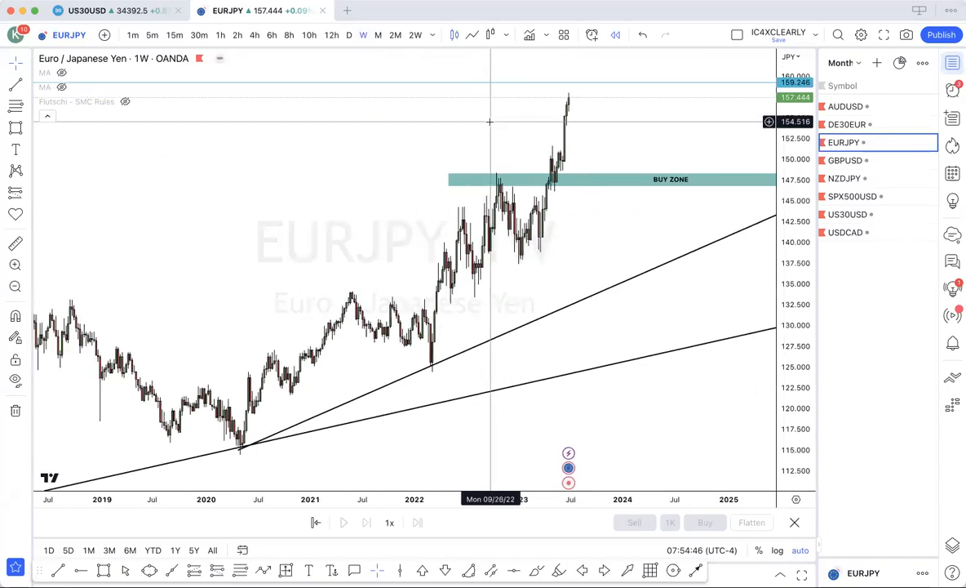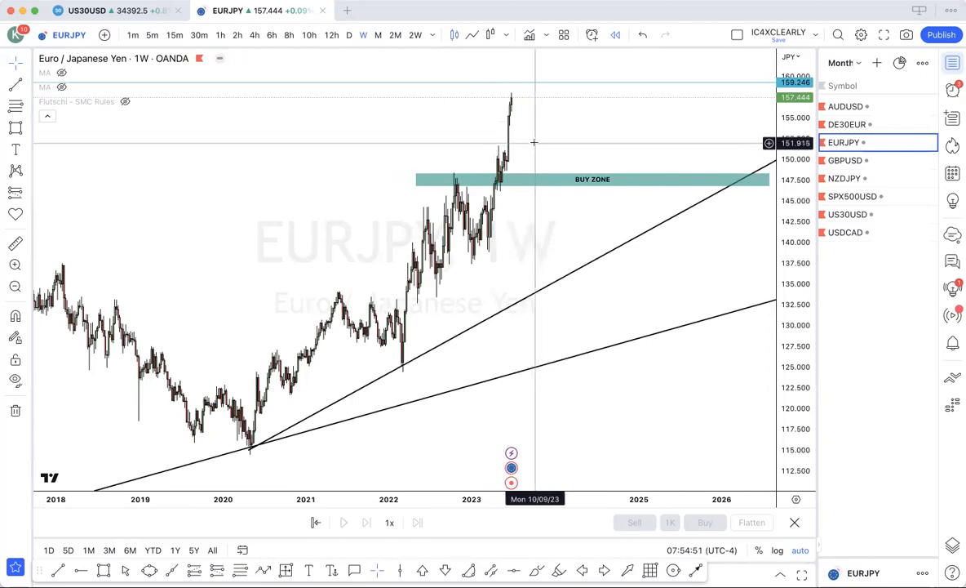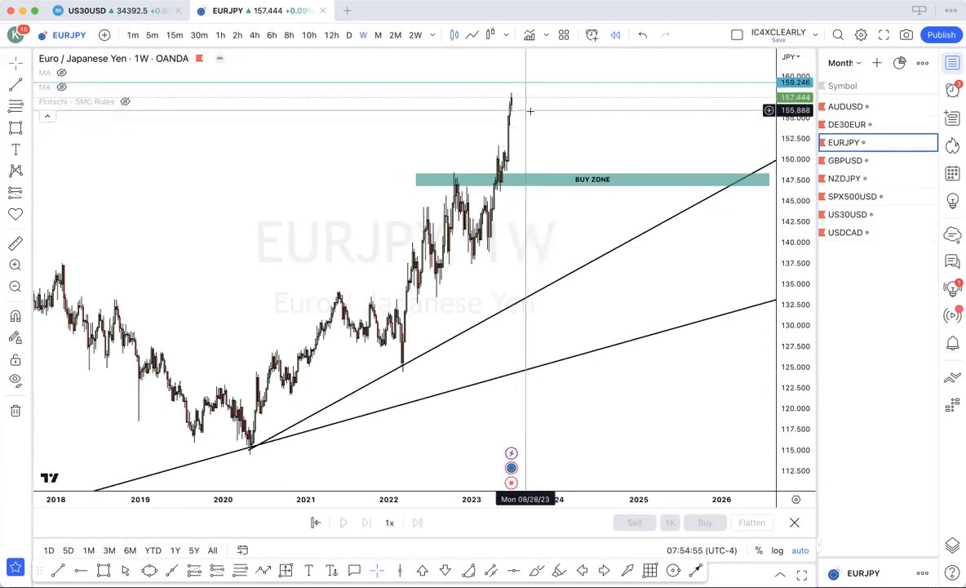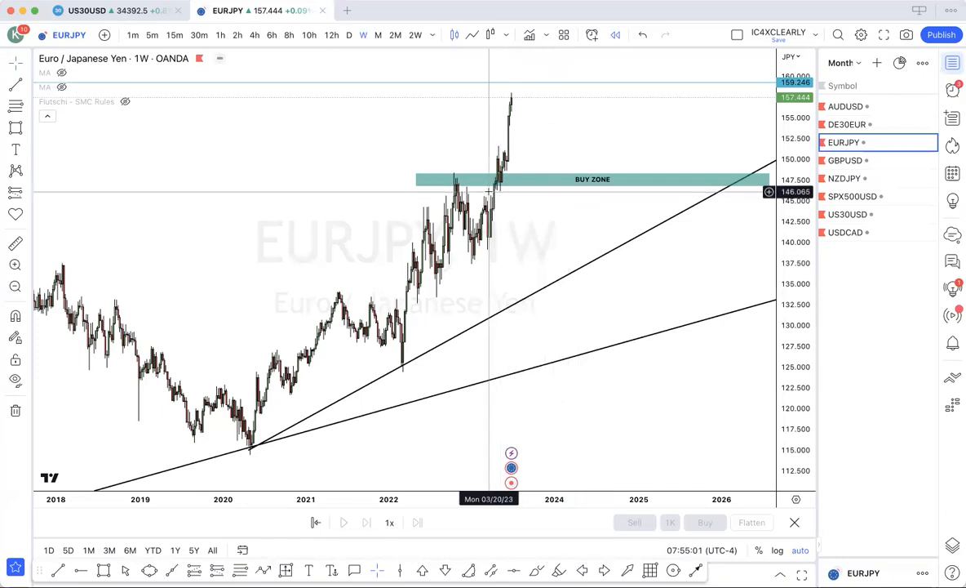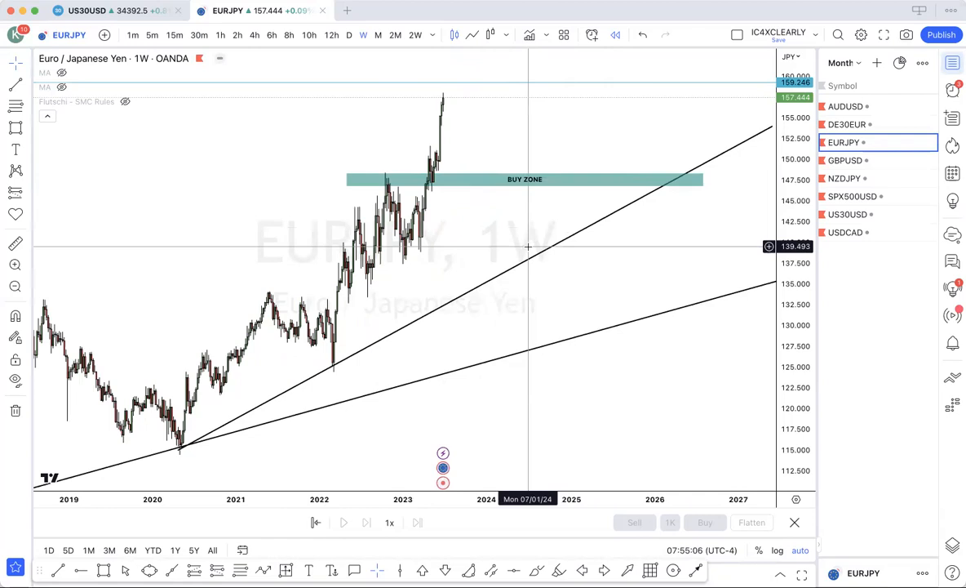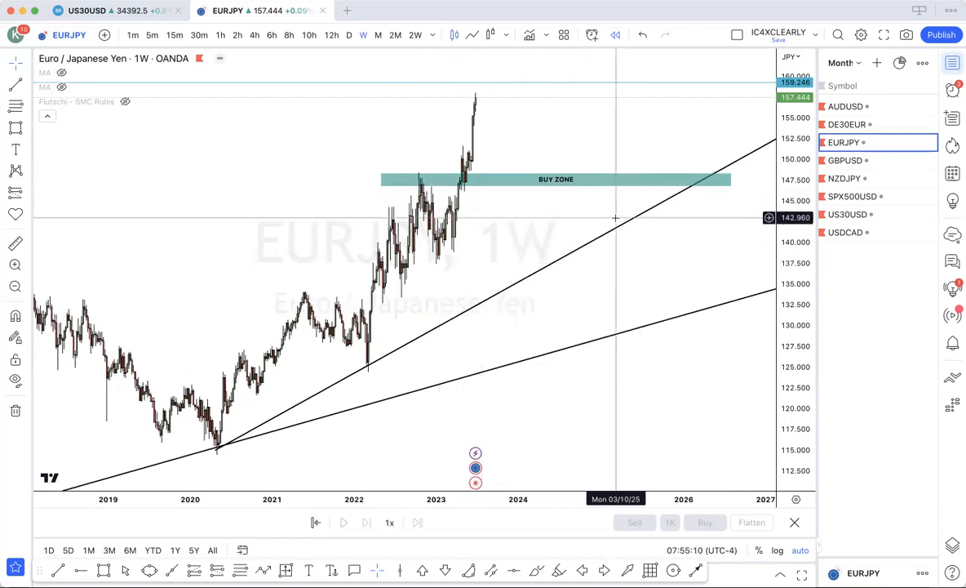So for the week, same thing, bullish. Again, tap and fill the imbalance, pull back, pull back, pull back. There's more imbalance here. So price could just come back, push, and then push back up to the top.